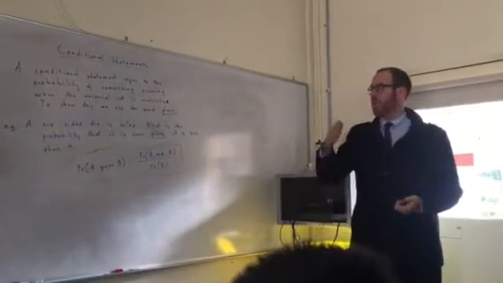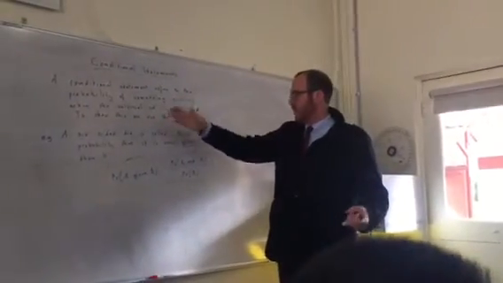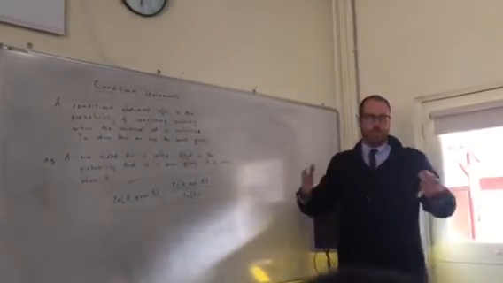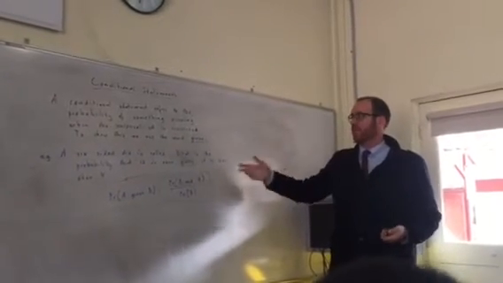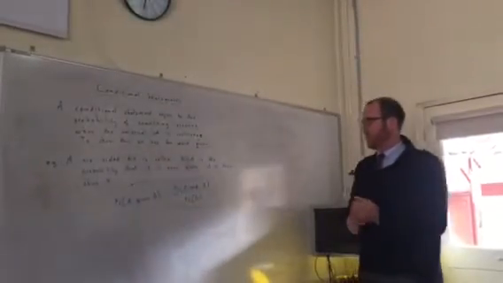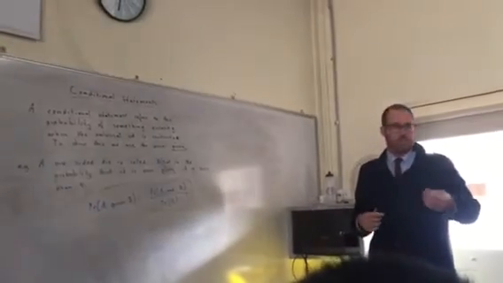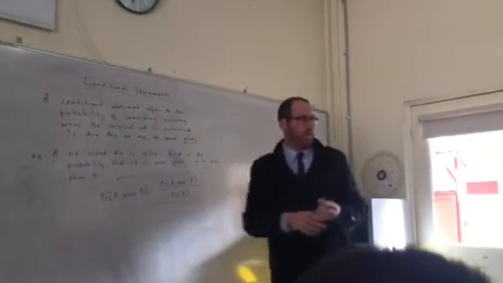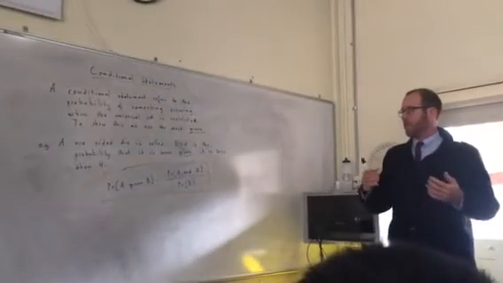When we talk about a conditional statement, it's referring to the probability of one thing occurring in a particular set, given that something else has already occurred. It's the probability of one thing occurring given something else has occurred. So a simple example: we roll a 6-sided dice. What's the probability the number we get is even, given that we already know it's a number less than 4? The keyword there is the word given.